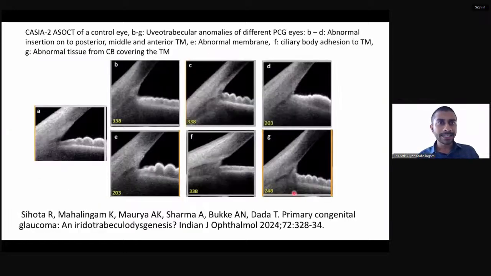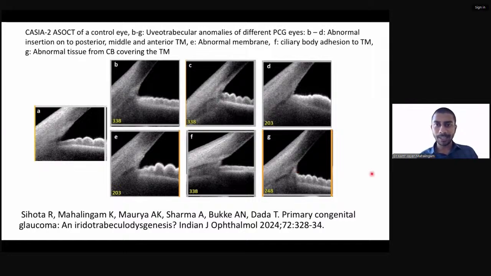So this is a CASIA ASOCT, 360-degree ASOCT of a patient. And this is the control eye, normal eye, showing a trabecular meshwork and normal iris insertion. Here you can see this is a trabecular meshwork. The iris is inserted in the posterior trabecular meshwork. Here the iris is inserted in the middle trabecular meshwork. Here the iris is inserted in the anterior trabecular meshwork. Here you can see a membrane in the angle. Here you can see the ciliary body attached to the trabecular meshwork. Here you can see some abnormal tissue or membrane in the angle.